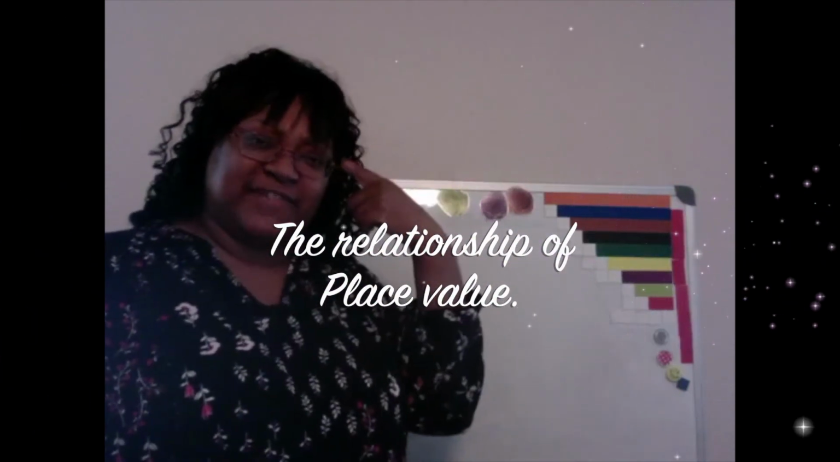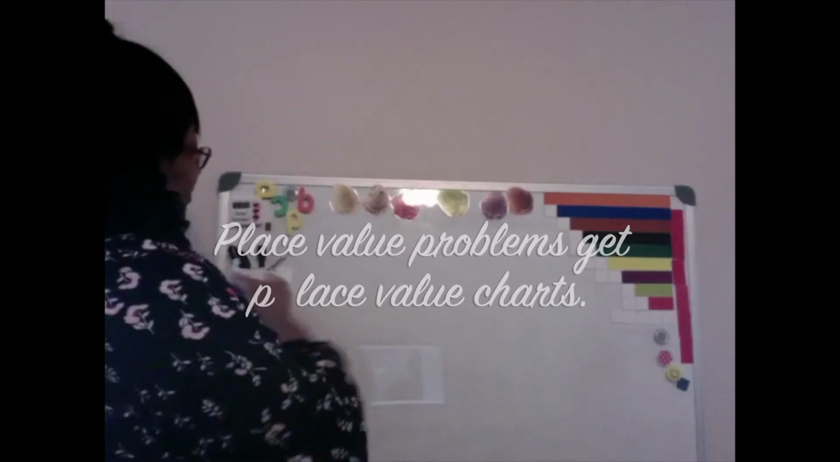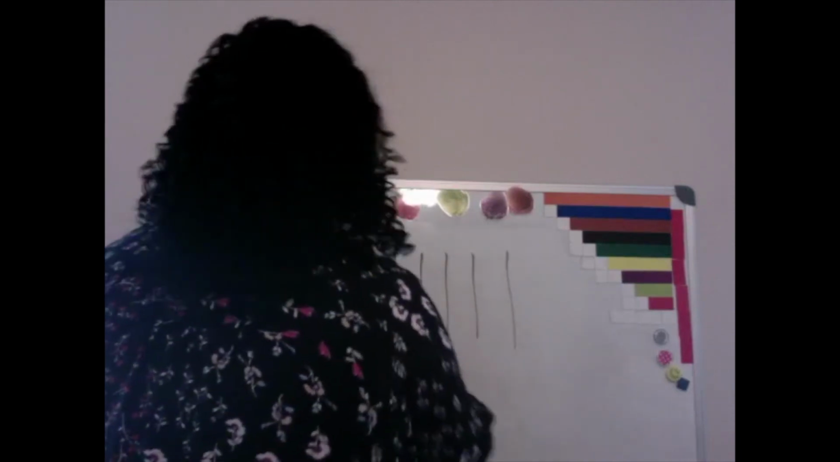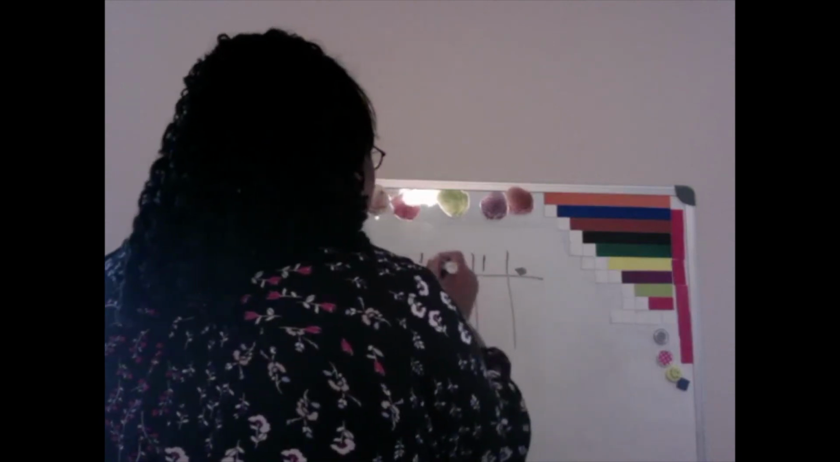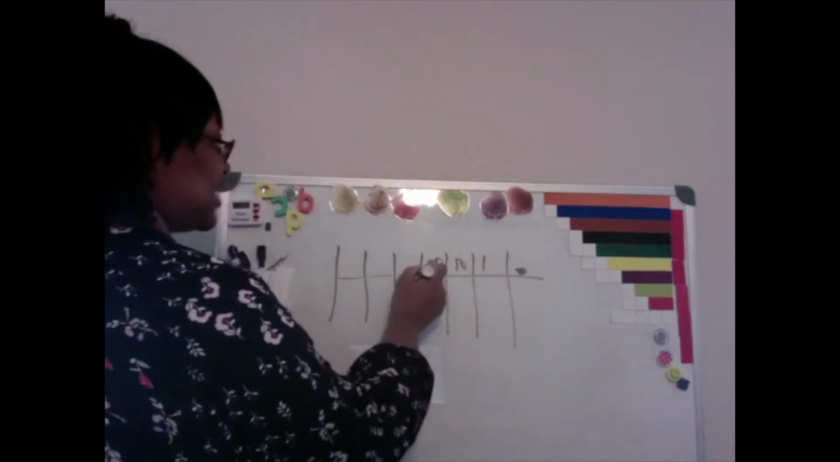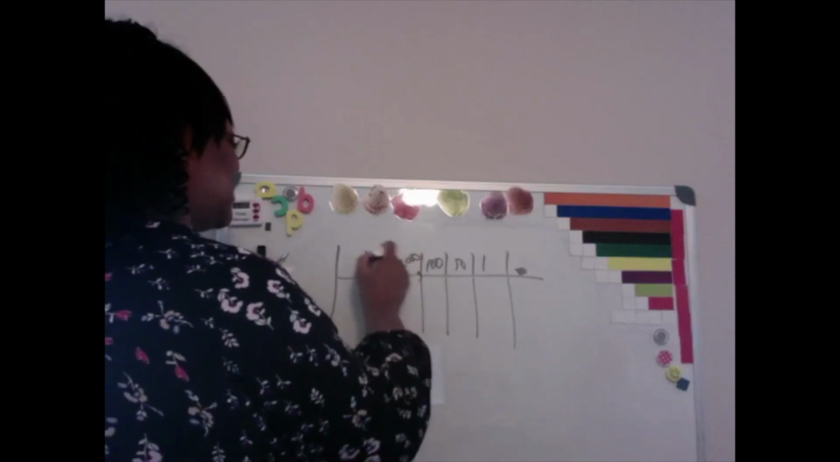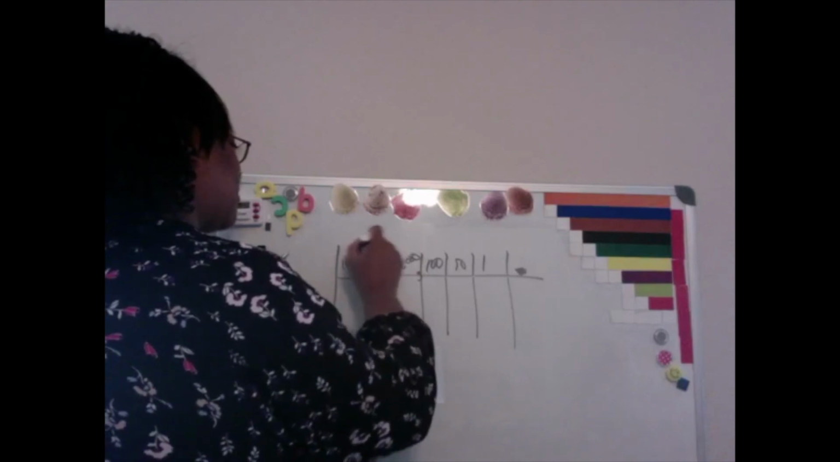Okay, so this morning we are going to learn the relationship of place value. Okay, everybody say it with me. The relationship of place value. So it's a place value problem. What do we need to draw? You got it, a place value chart. How many lines? Ones, tens, hundreds, comma, 1,000, 10,000, 100,000.